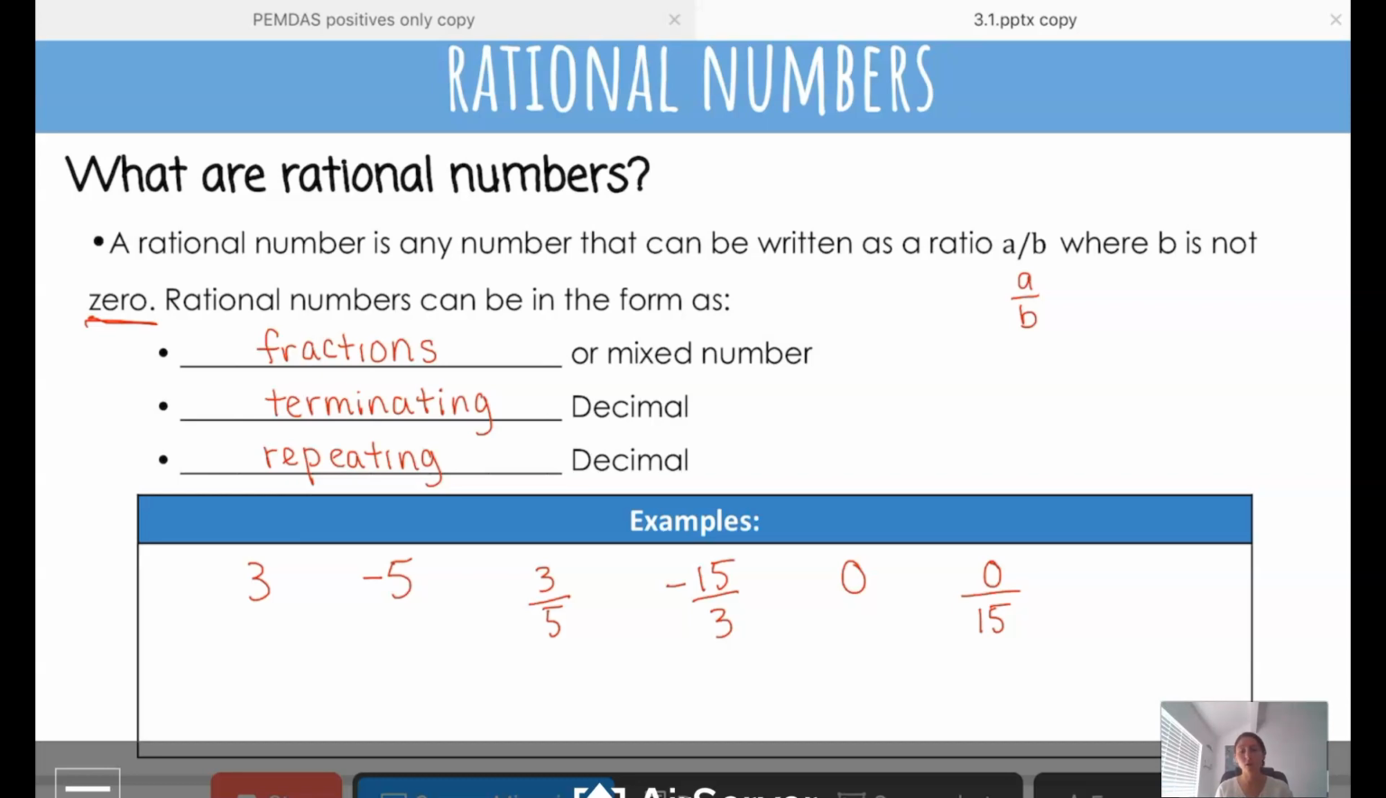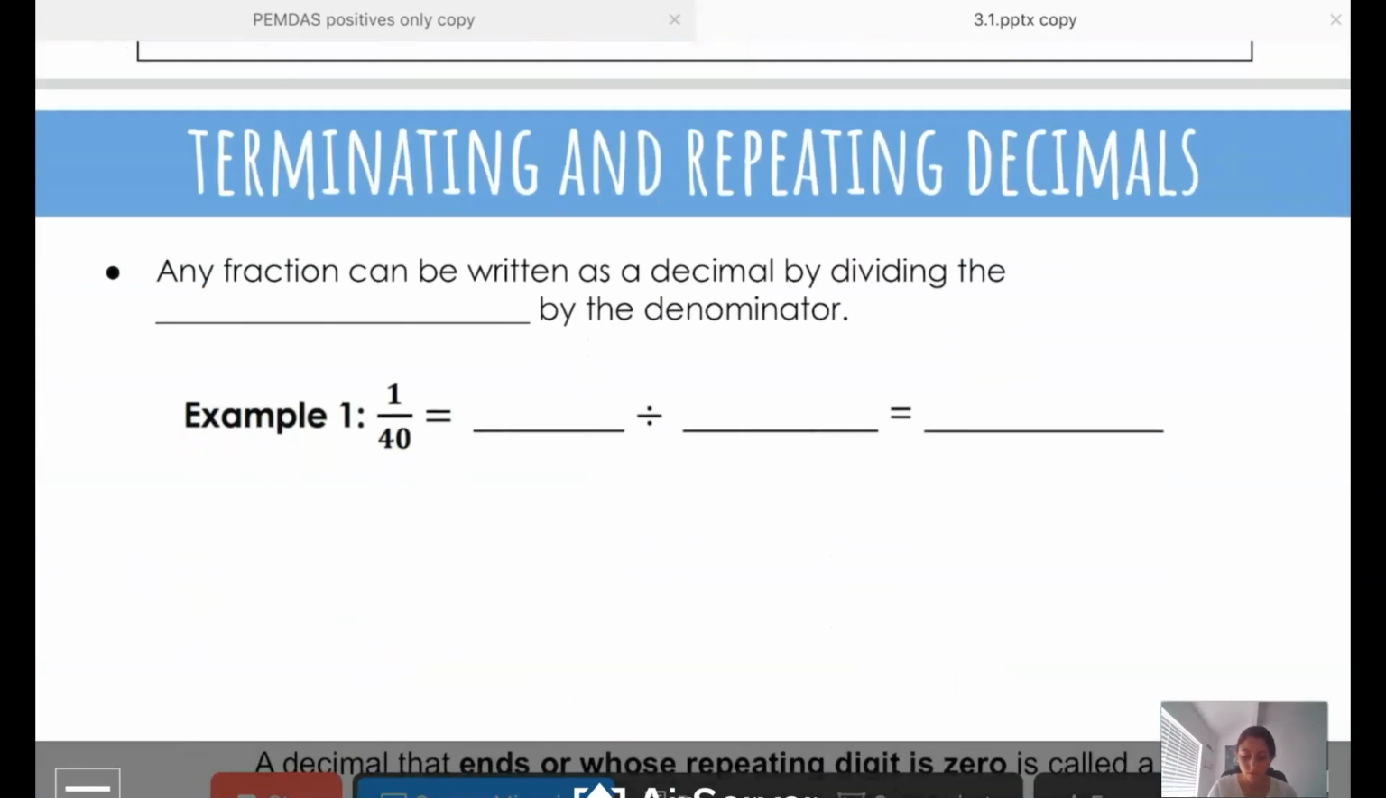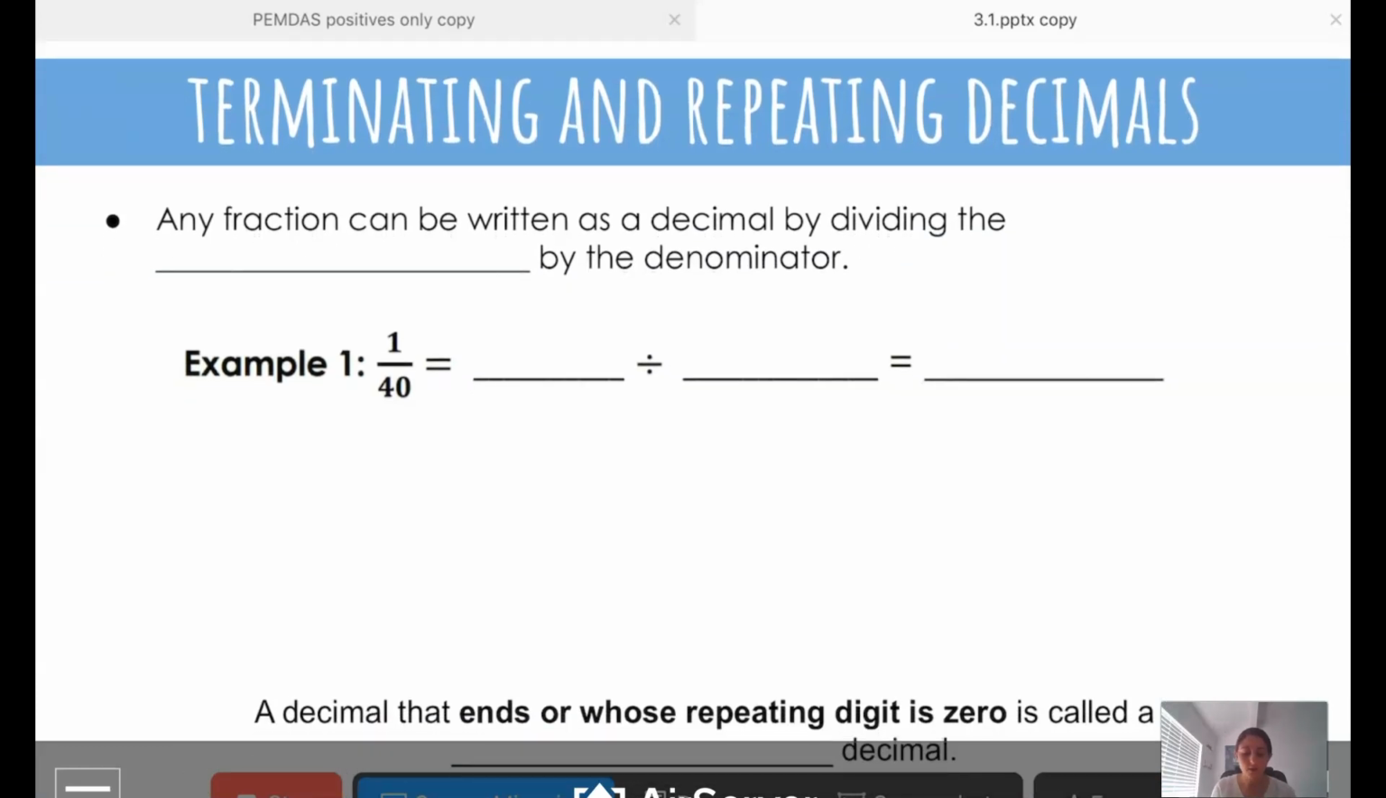Most numbers can be counted as a rational number. The exceptions are things like pi, because that decimal doesn't terminate, it goes on forever, and the decimal part doesn't repeat in a pattern, it's all random, so that's not considered a rational number. All right, so like I said, rational numbers can be whole numbers, fractions, decimals, and specifically terminating and repeating decimals. So let's take a look at how to convert rational numbers from one form to another.